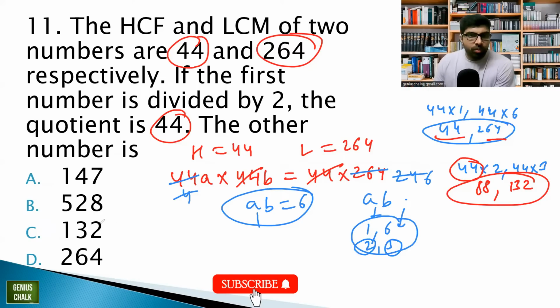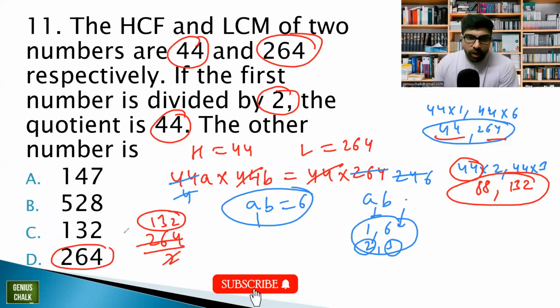But if the first number is divided by 2, the quotient is 44. So if suppose this is the first number divided by 2, are you getting the quotient 44? No, you are getting quotient 132. So this is not the answer. Only this option is available for the answer. So this is my answer.